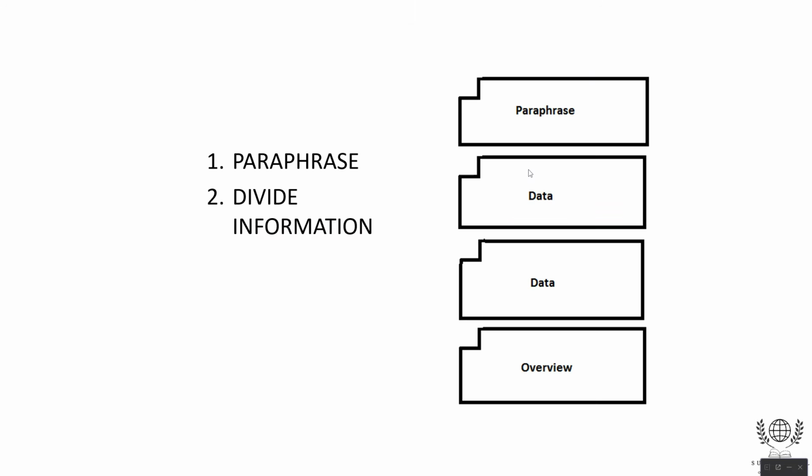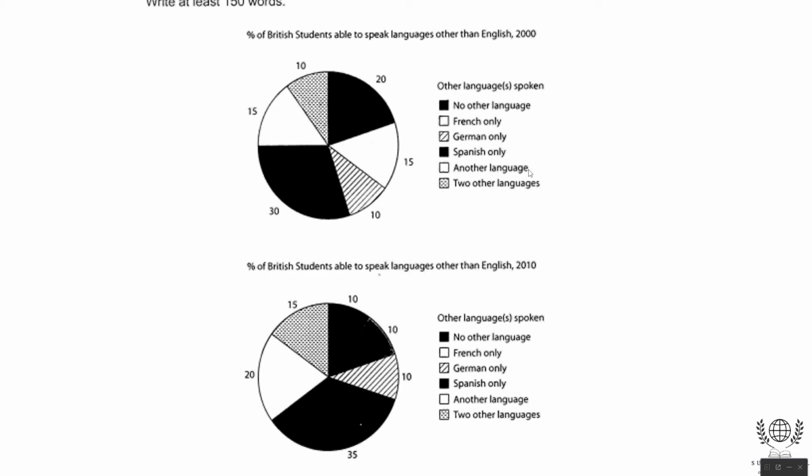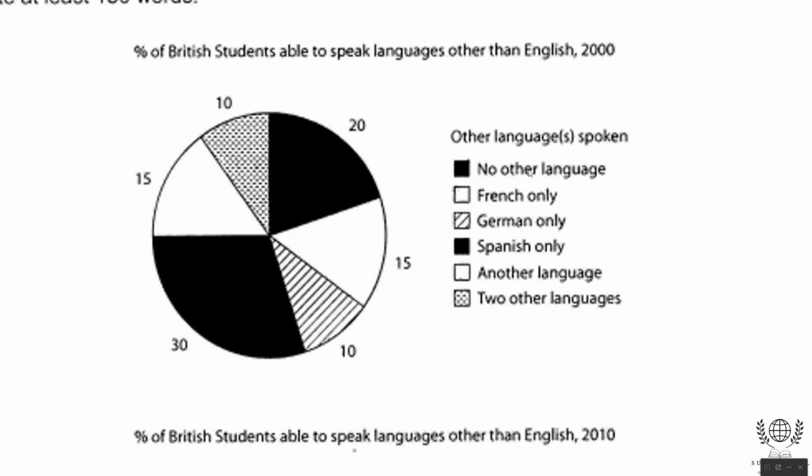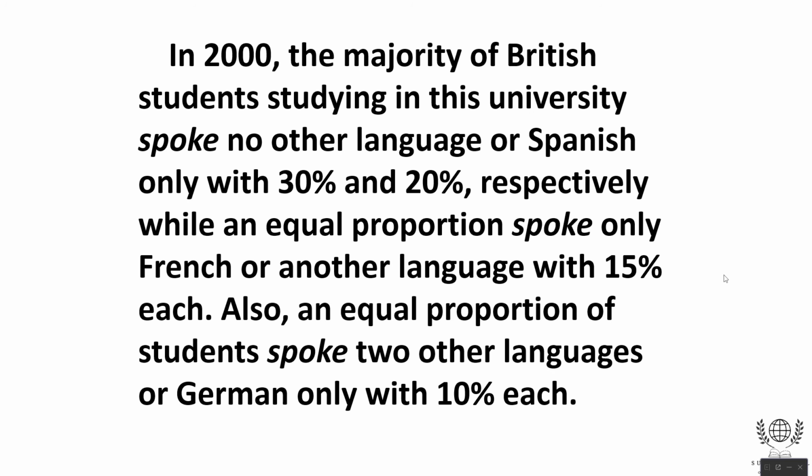So first of all, we're going to divide the information. Now that we know what we're going to do, we're going to start with 2000 and then go with 2010. We can focus on the year 2000 and look at the statistics. You might be surprised, but we can actually combine all of these 6 statistics, all of these 6 numbers, in just one sentence using respectively. Respectively is a great way of combining information together.